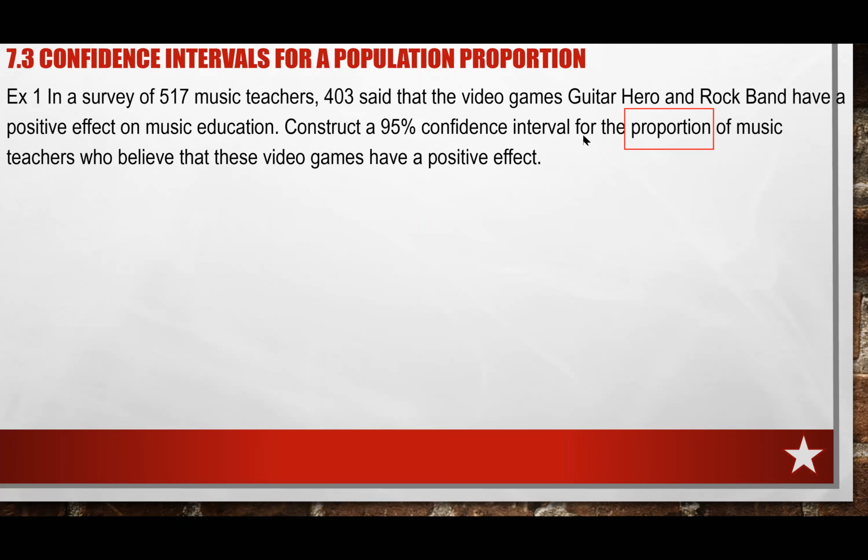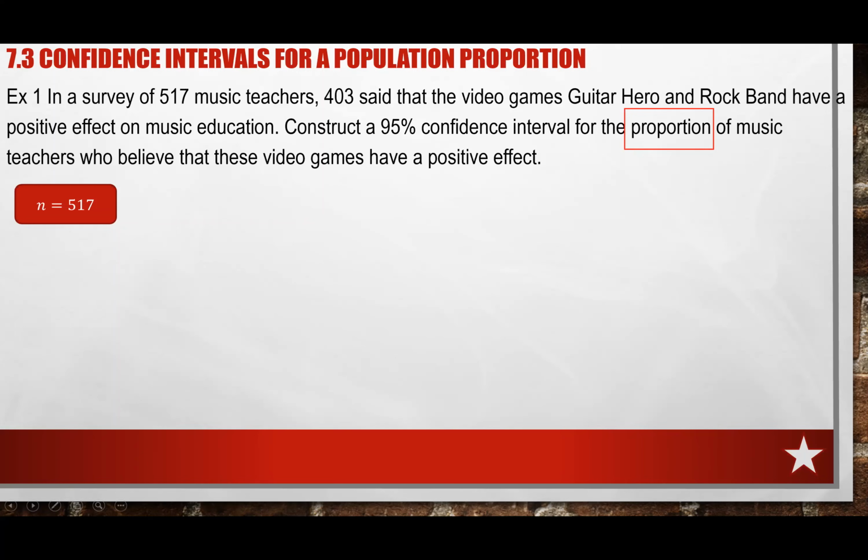So looking at this, we know we're in 7.3 and we're looking for a proportion. What information do they give us? How many people do we have in the survey? Do you agree that in this case we have 517 as our N, as our total? Because it's in the survey, if you remember from chapter 1, we are dealing with a statistic, a sample number, not a parameter. So 517 is your N.